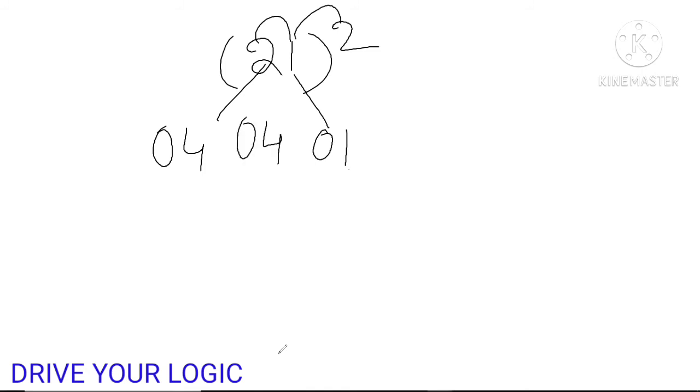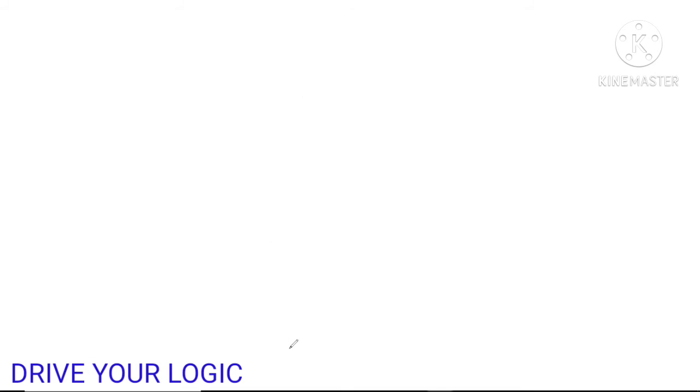Now, same way, we will take the last one as it is. 0 plus 4 is 4. 0 plus 4 is 4. And 0, no need of writing. So your answer is 441. So the square of 21 is 441.